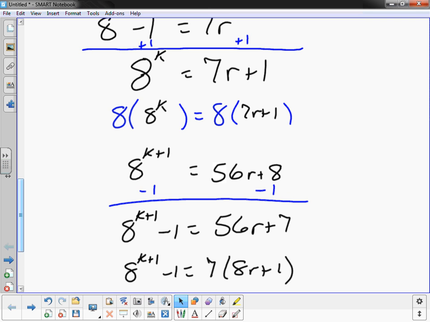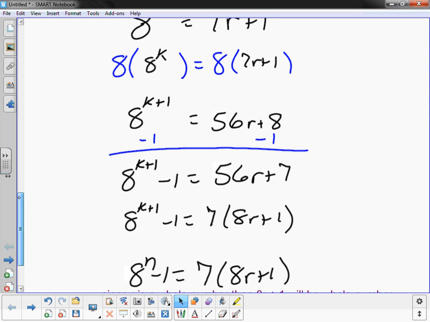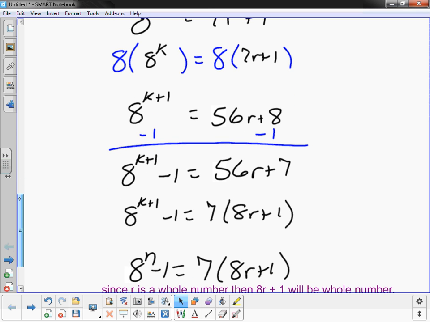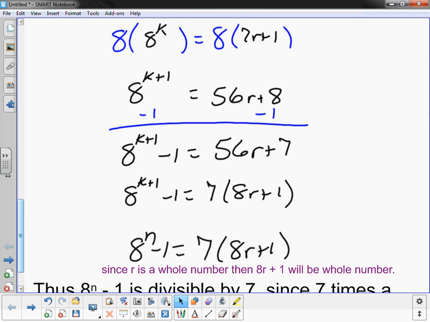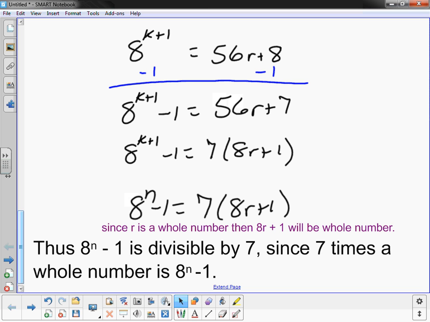Well, now here's something to note. We knew that k plus 1 was n, so now I have 8 to the n power minus 1 equals 7 times 8r plus 1. Since r is a whole number, then 8r plus 1 also has to be a whole number. Thus, 8 to the nth power minus 1 is divisible by 7, since 7 times a whole number is 8 to the nth power minus 1.